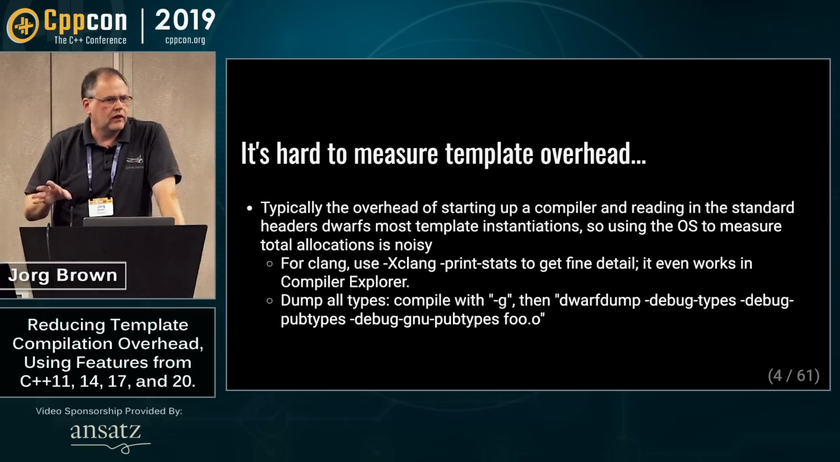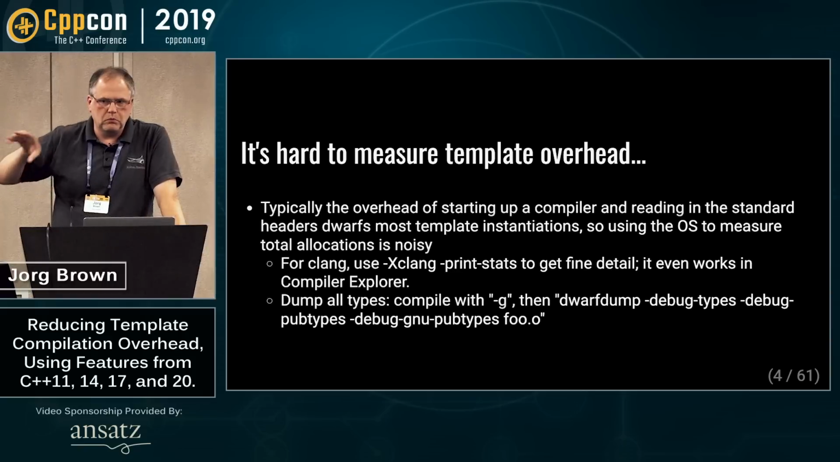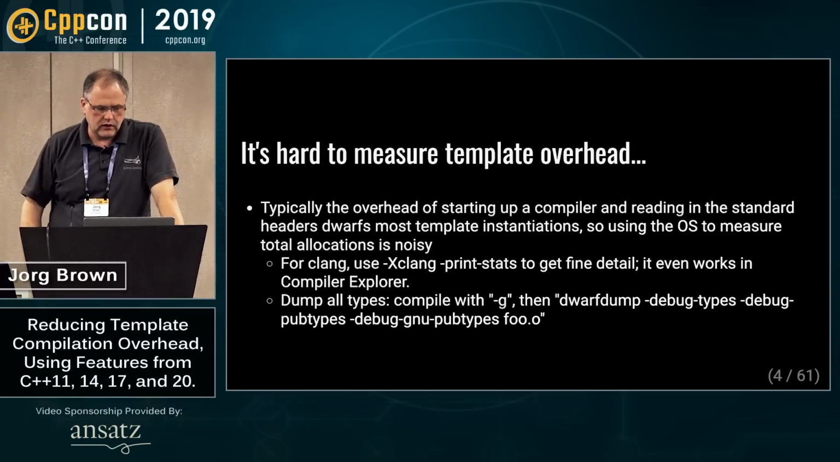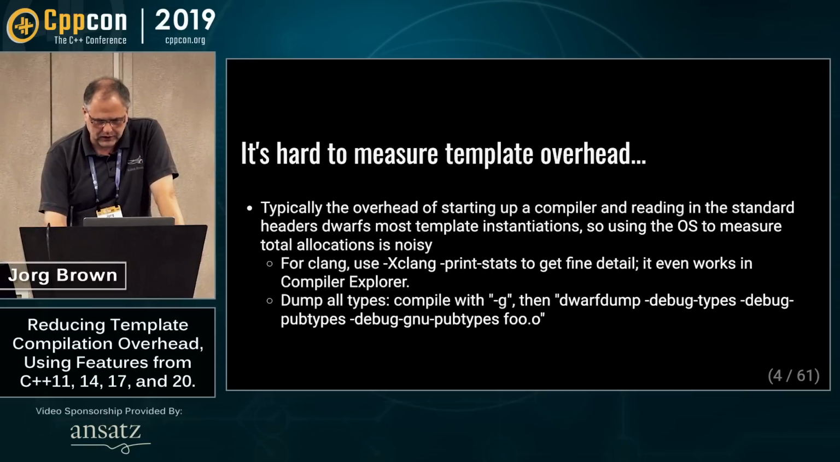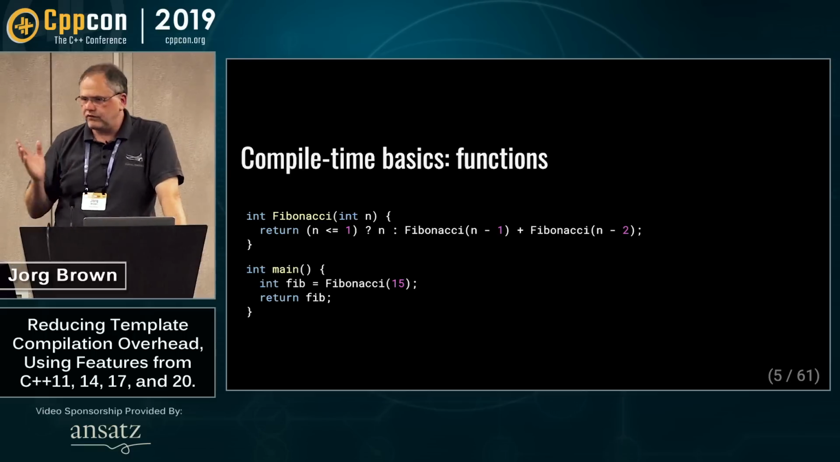By the way, generally the two biggest uses of RAM inside of a compiler, when it's taking a lot of overhead, are instantiation of classes and instantiation of functions. Another thing to try: if you compile with the -g option, then all of the types that the compiler had to instantiate in order to build the things for the binaries that it's dumping out will be listed. Dwarf dump is a great way to look at them all. I'll show you some of the things that were dumped out when I tried that with the libc++ conversion. So let's get some more basics, just functions.